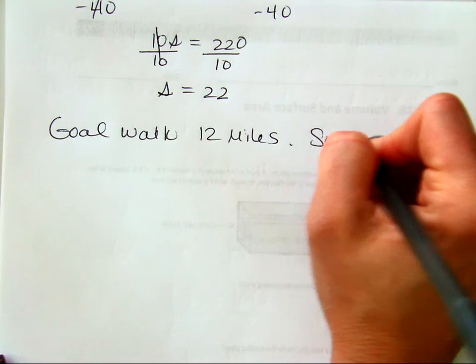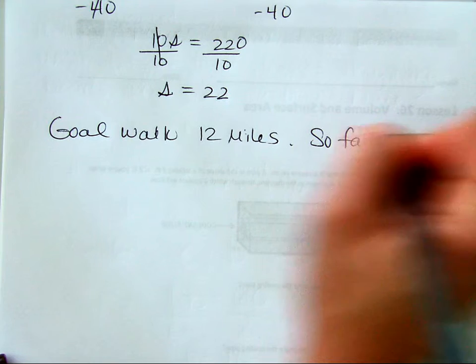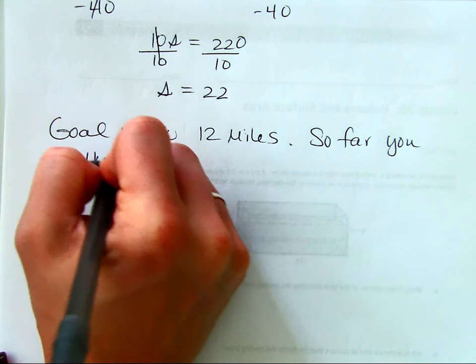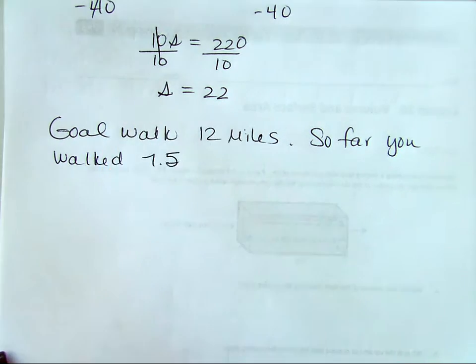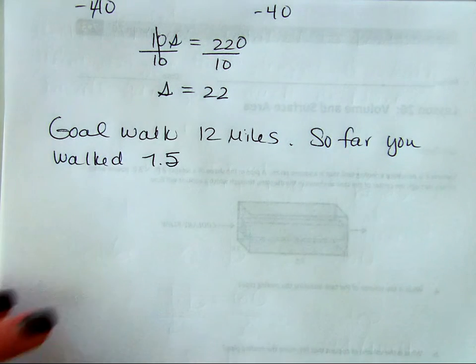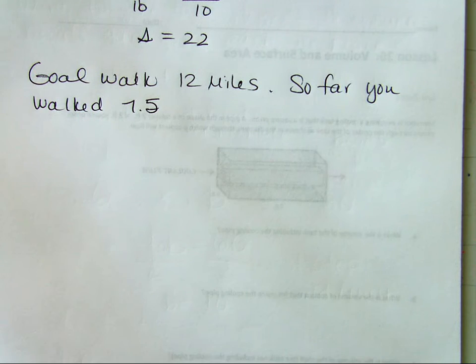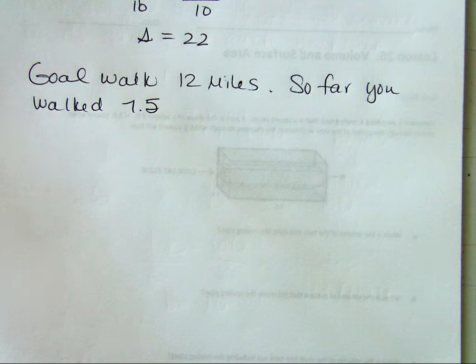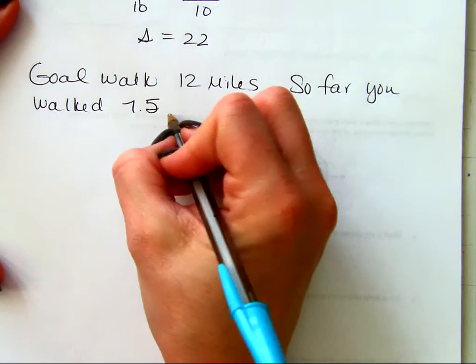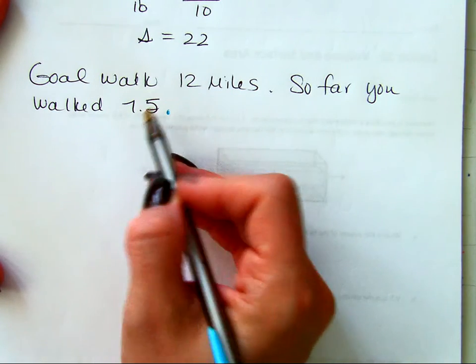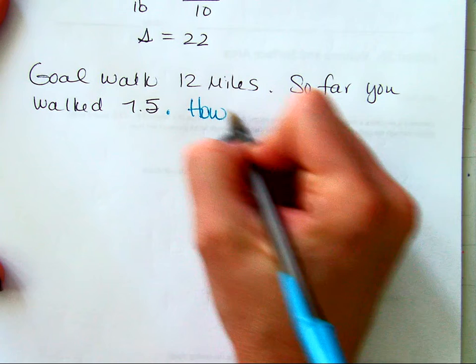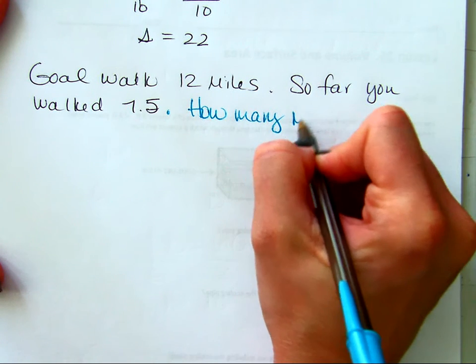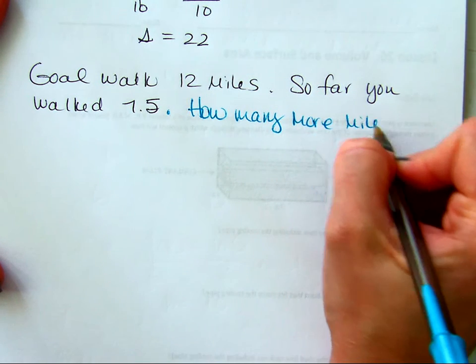So far, you walked, say, 7.5. Got to keep you on your toes with these decimals. So far you've walked 7.5. What question am I about to ask? This is your goal. Go ahead, Avery. Yeah. How many more miles until you meet your goal?